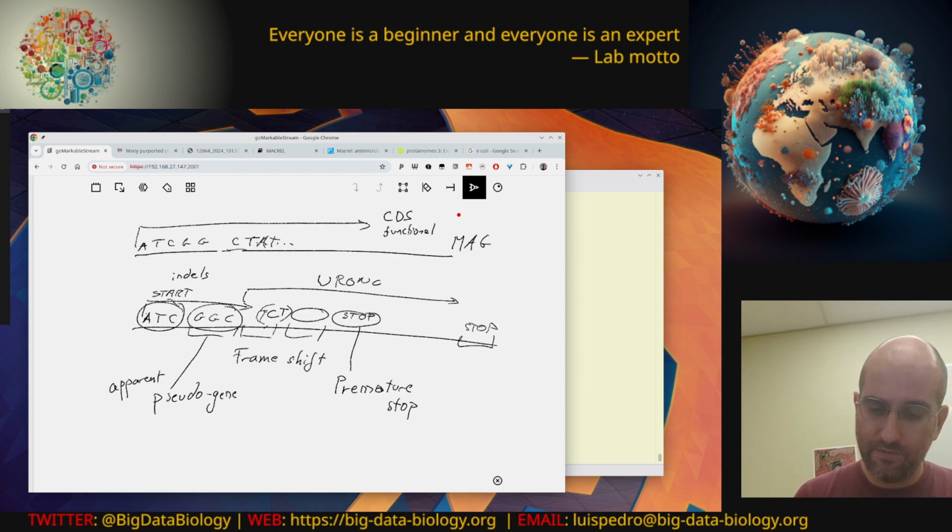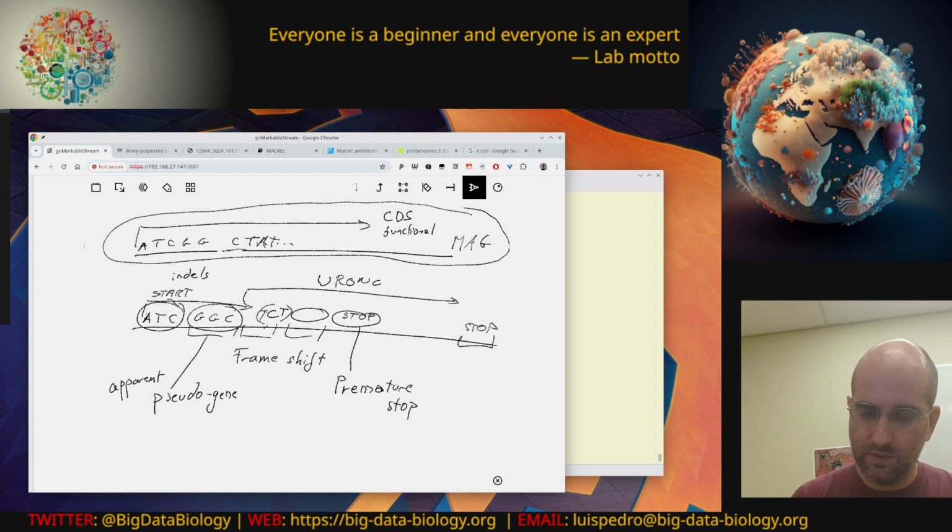So let's say this is what you have here. This is your real life genome. So not MAG, this is your real life genome. Oh, actually, your real life genome has a C there, right? And it has this coding sequence, that's a functional coding sequence.